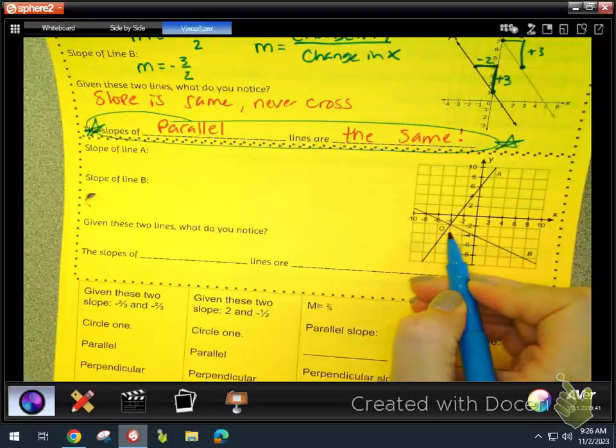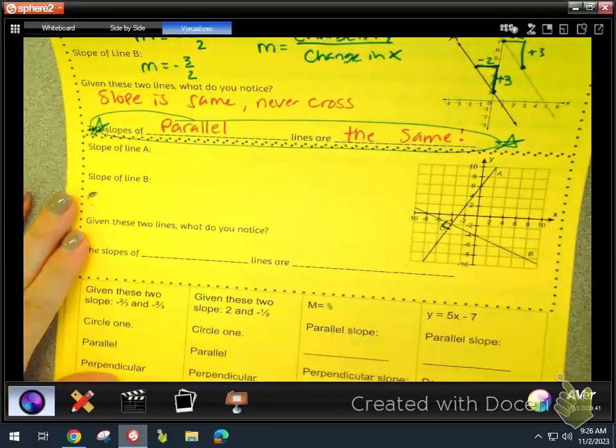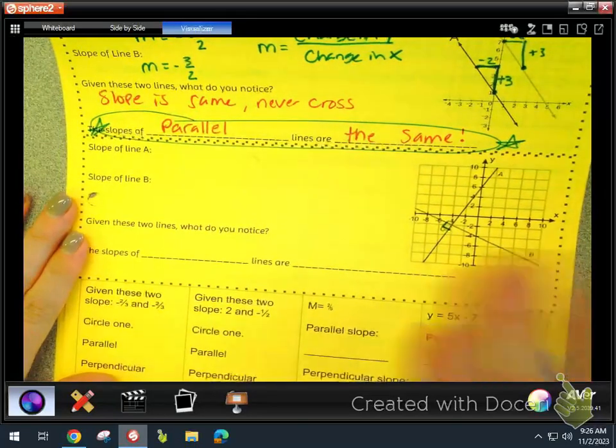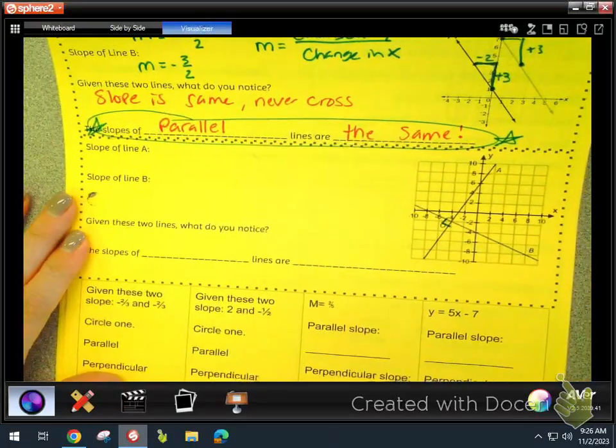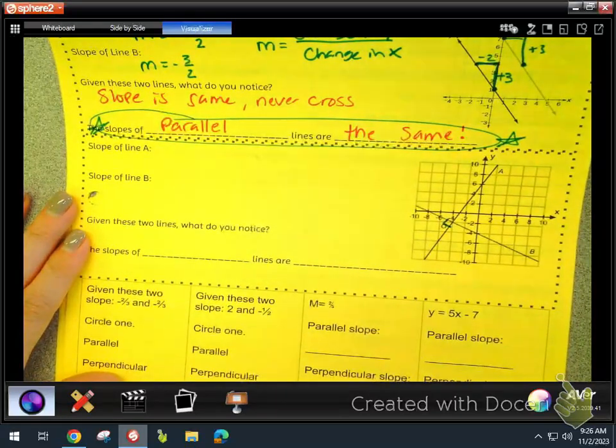Okay, what about these guys here? These guys cross, correct? Okay, and I'm gonna tell you that they cross at a 90-degree angle. So what kind of lines are these gonna be? Not parallel, they're gonna be perpendicular. Okay, let's talk about their slopes, because again, the high school version is we need to talk about their slopes.